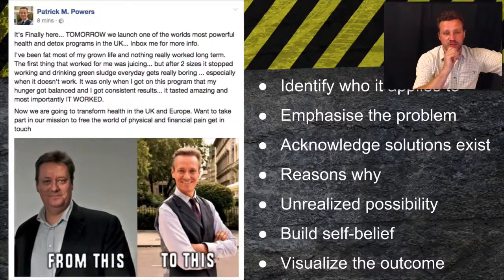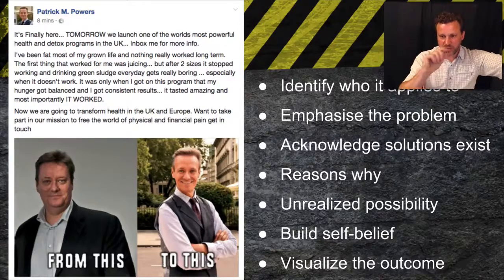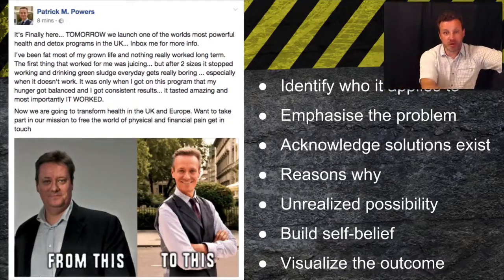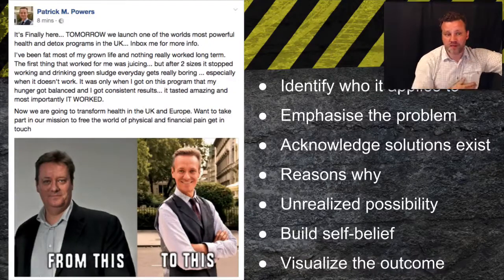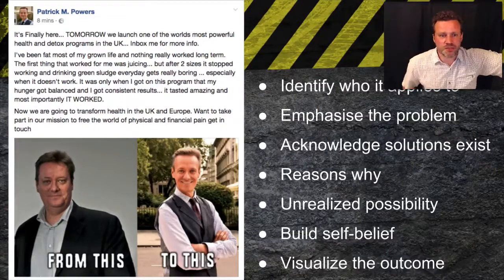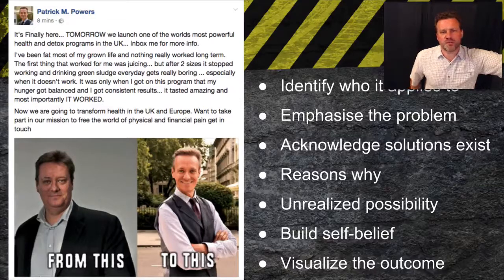"I've been fat for most of my grown life and nothing really works long term. The first thing that worked for me was juicing." Now, so identify who it applies to. People are unhappy with their fatness, weight. "I've been fat for most of my life and nothing really worked." And then acknowledging solutions exist: juicing. He's even saying juicing worked. So he's not saying nothing really worked at all. "Juicing worked. But after two sizes, it stopped working, and drinking green sludge every day gets really boring."